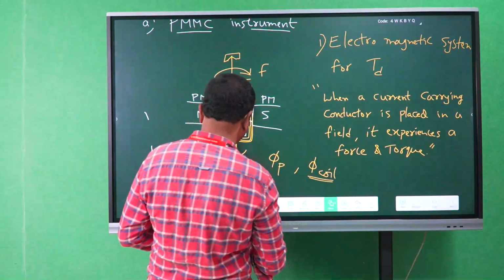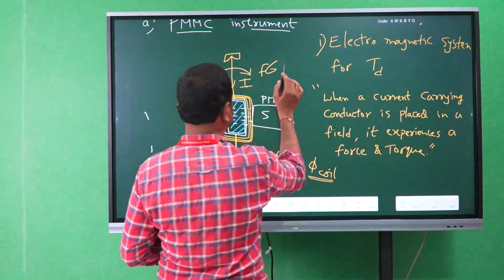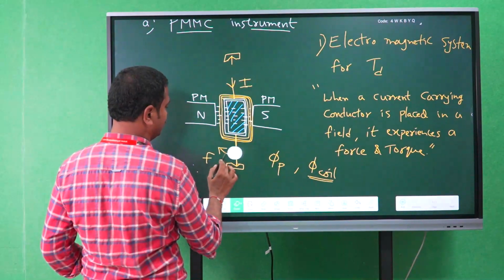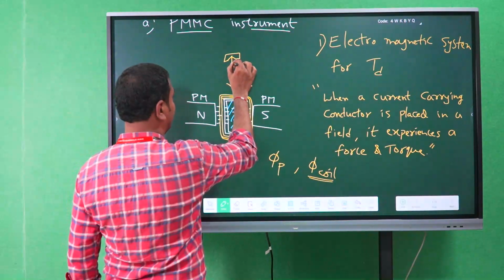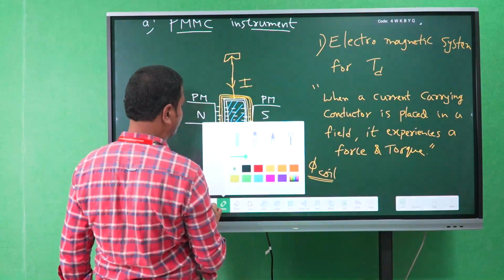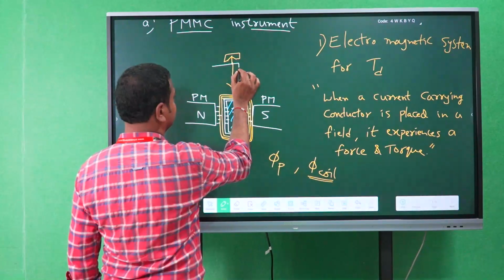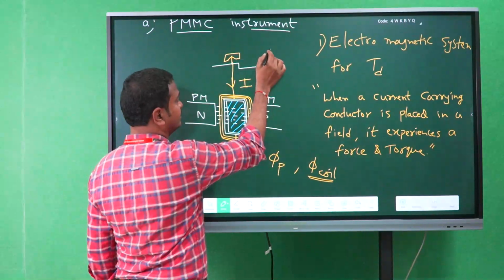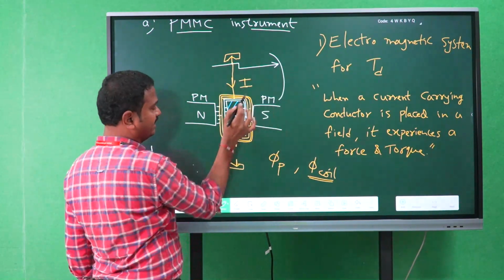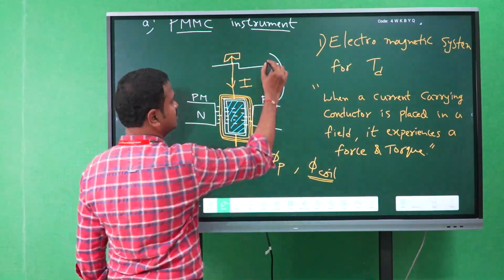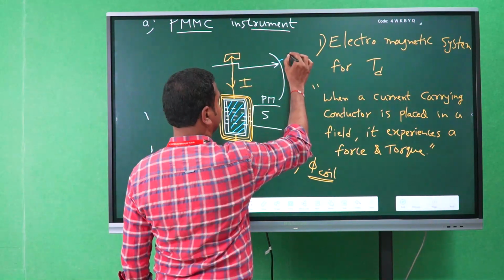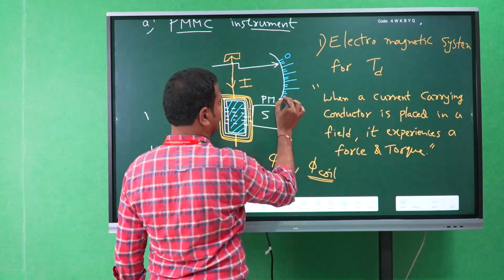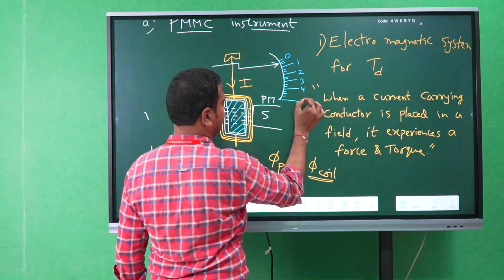Now we want to represent the measured value on the scale, right? For that, we are attaching a lightweight pointer on the scale. So for example, this is the zero reading, then 1, 2, 3, 4 and 5.